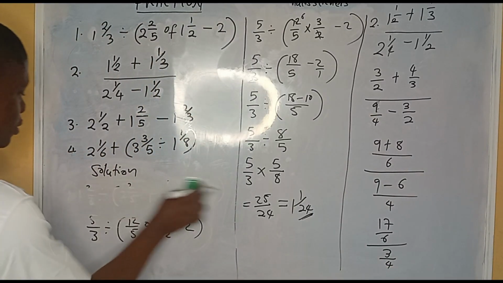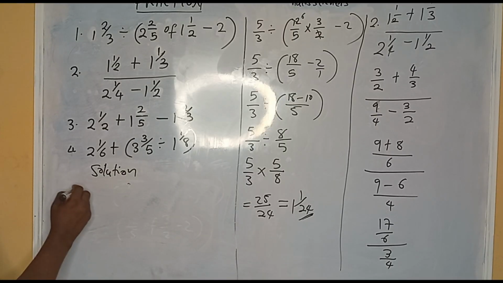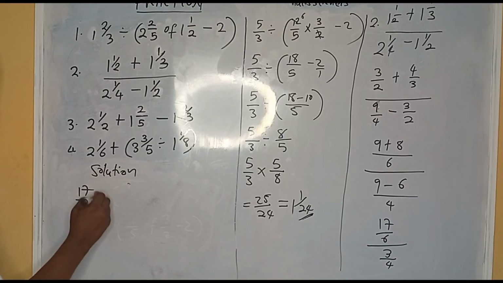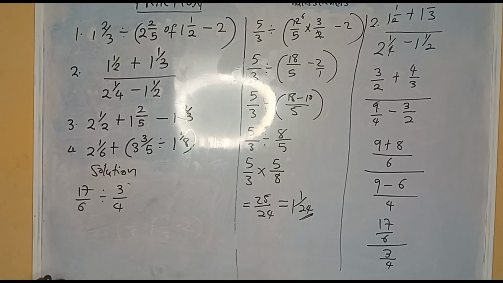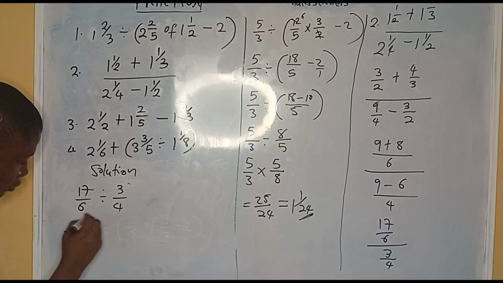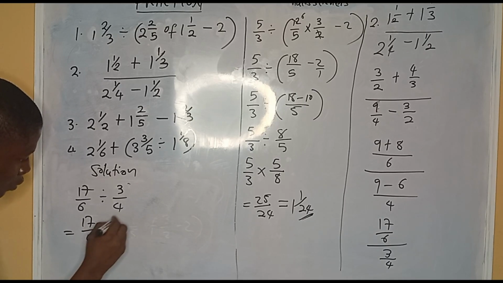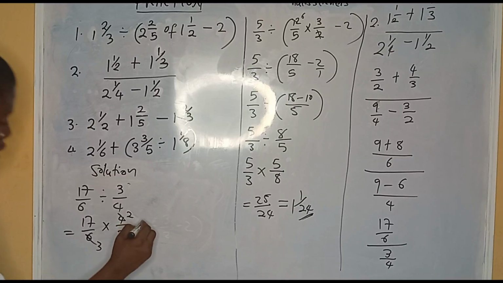So let me clean this side. So that is 17 over 6 divided by 3 over 4. Okay, so if we change the division to times, the fraction after it, we invert it or turn it upside down. So that will give us 17 over 6 times 4 over 3. Okay, so 2 can go here, giving us 2, and 2 can go here, giving us 3.